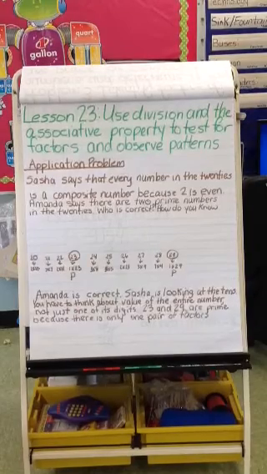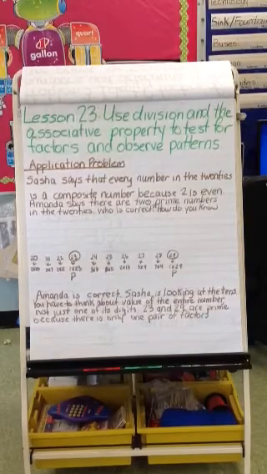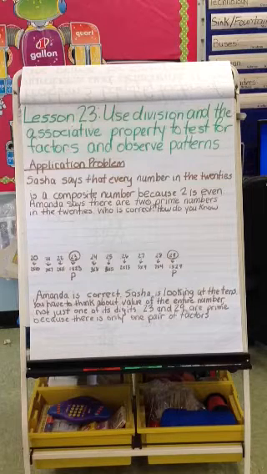Okay, boys and girls, this is lesson 23 of Module 3, where you use division and what's called the associative property to test for factors, and we're going to look at some patterns. Let's look at our application problem. Sasha says that every number in the 20s is a composite number because 2 is even. Amanda says that there are 2 prime numbers in the 20s. Who's correct? How do you know?